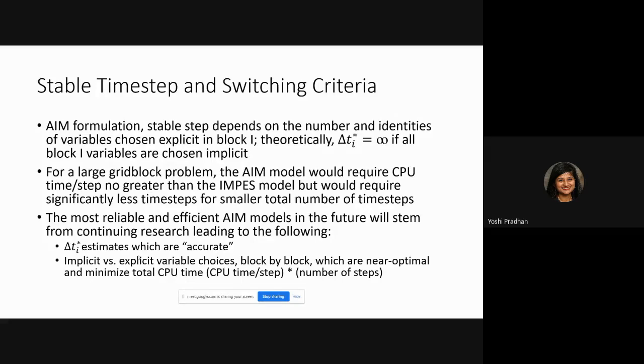The most reliable and efficient AIM models in the future will stem from continuing research leading to the following: delta T and delta T estimates which are accurate, and implicit versus explicit variable choices, block by block, which are near optimal and minimize total CPU time. So that's CPU time per step times the number of steps.